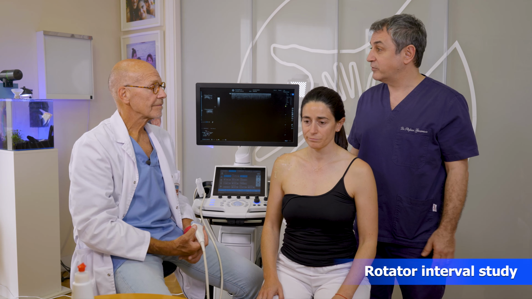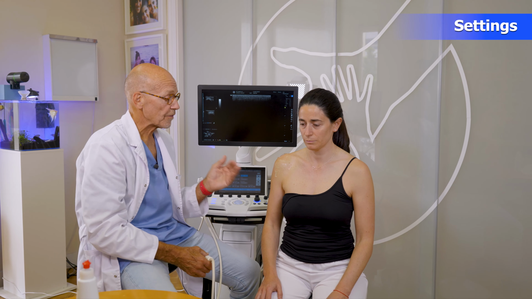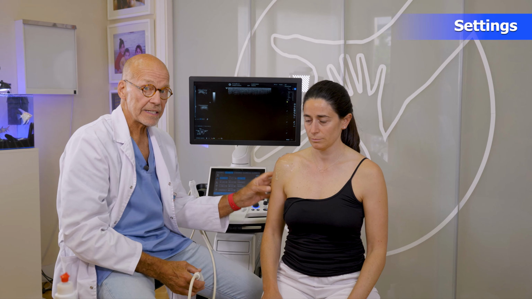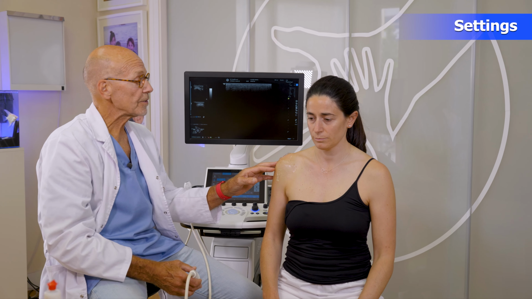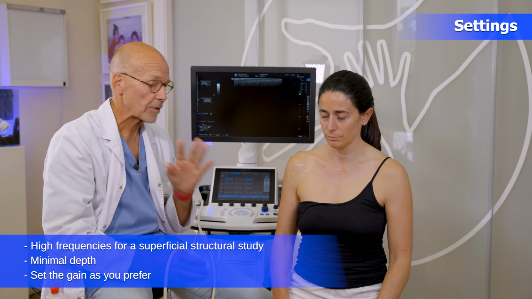Let's begin with the settings. Again, this is the shoulder, so it's a very superficial structure. We're going to use the maximum frequency since we don't have to penetrate very deeply into the tissues. We're going to place our focal point immediately below the structure of interest, which is going to be the biceps tendon, and we will use a minimal depth since it's a very superficial structure. And the gain, I've already set that, so that's your preference.